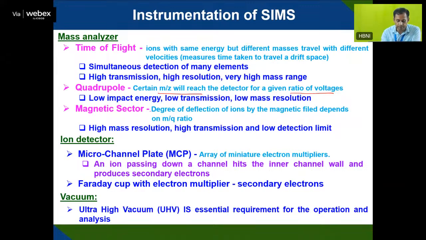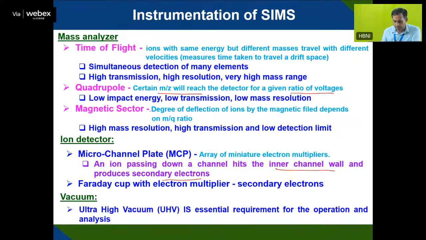The micro channel plate, MCP, has an array of multiple miniature electron multipliers. What happens is that an ion passing down the channel hits the inner channel wall and produces secondary electrons. Those are the types of ion detectors.